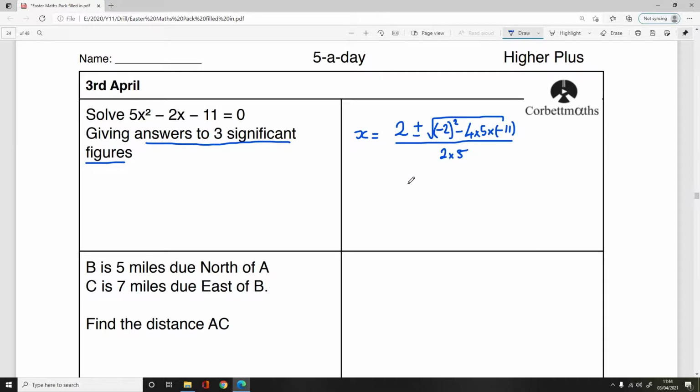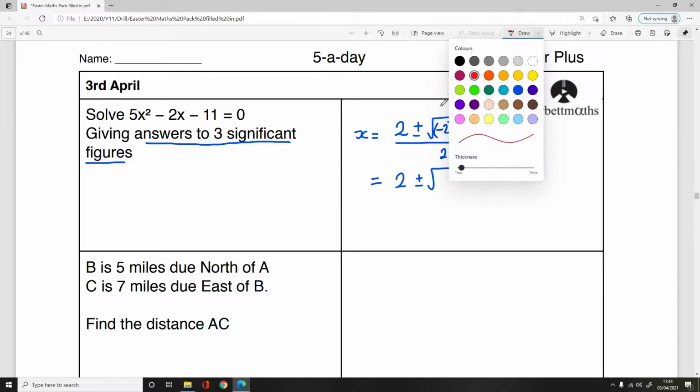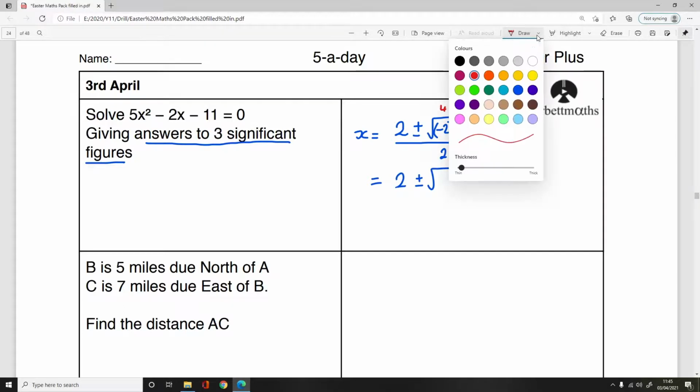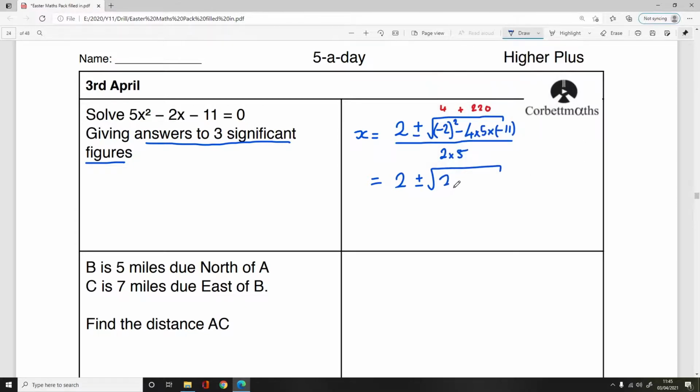I think the only thing that will really trip you up here is getting your signs wrong. Now I prefer, if it's me, to simplify this bit inside the square root sign before I start doing stuff. So I know that this minus 2 squared is 4 because squares are always positive. This is going to be a plus because it's a minus times a minus, and 4 times 5 times 11 is 220. I think. Let me just check that. Yeah, 220. So that means that we can simplify this somewhat to 224 over 10, and then we can do our calculation.